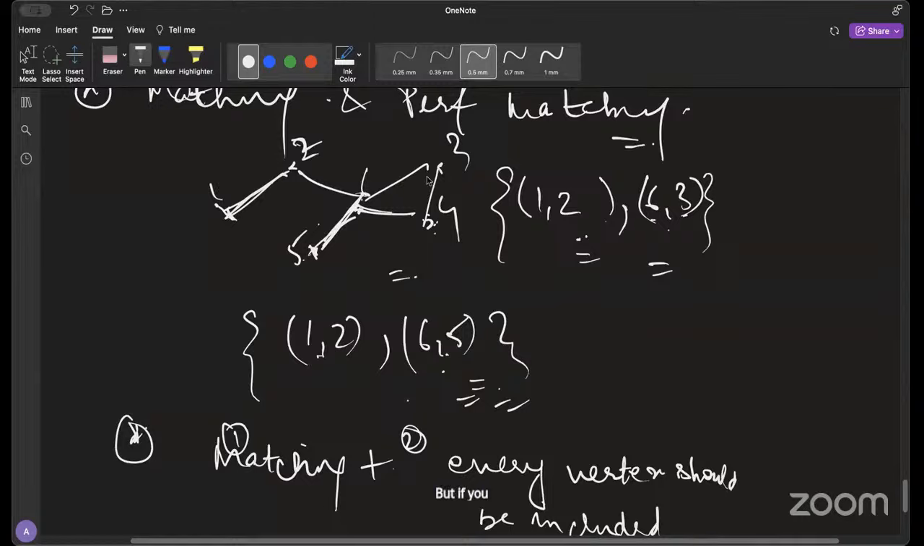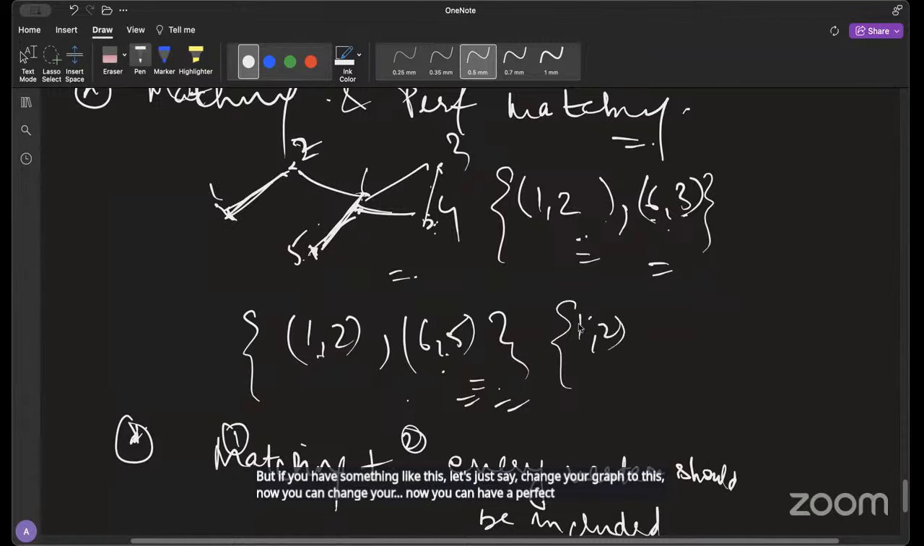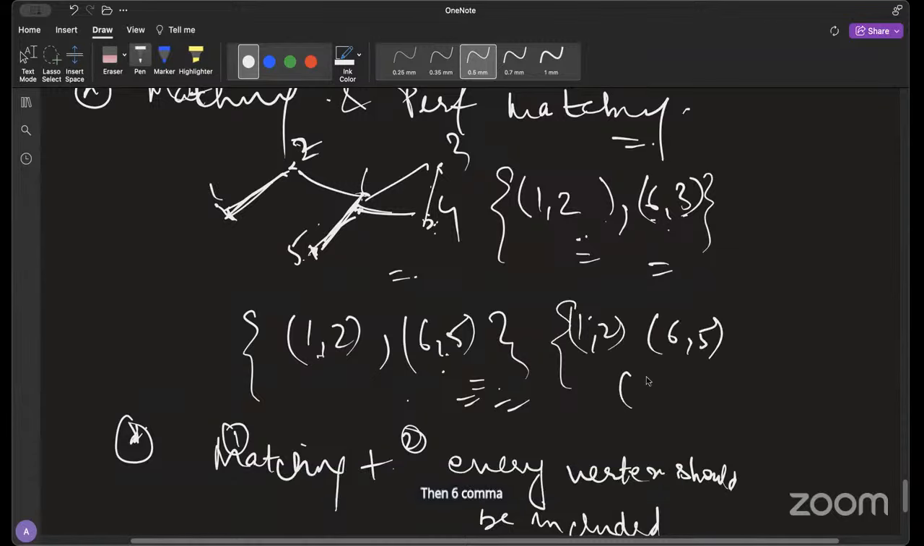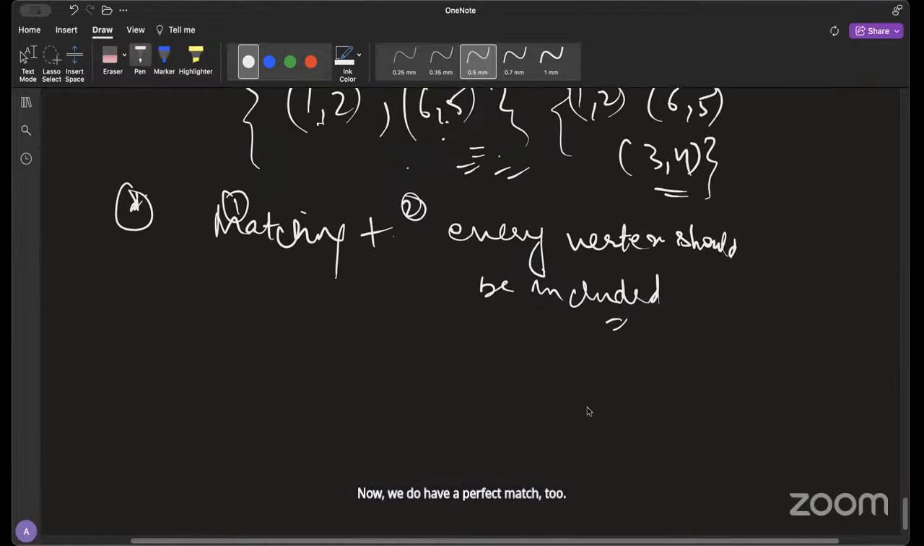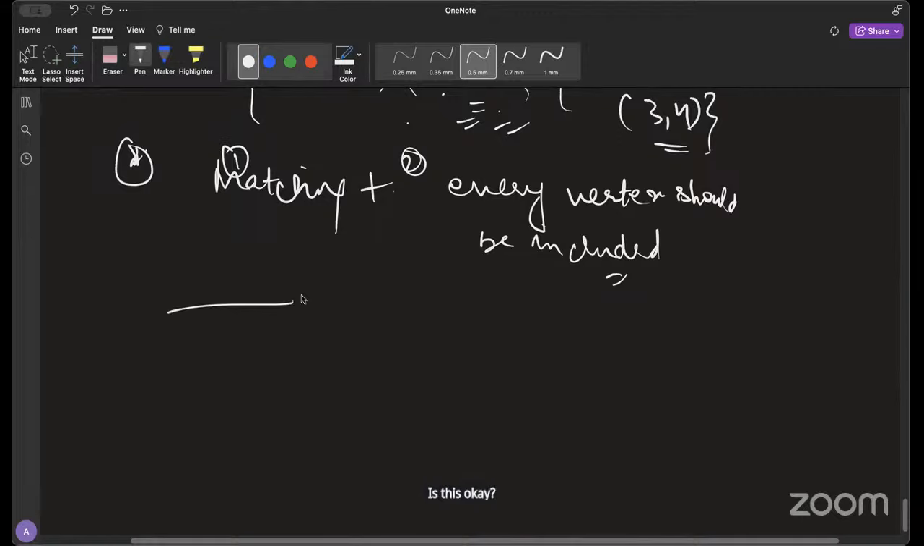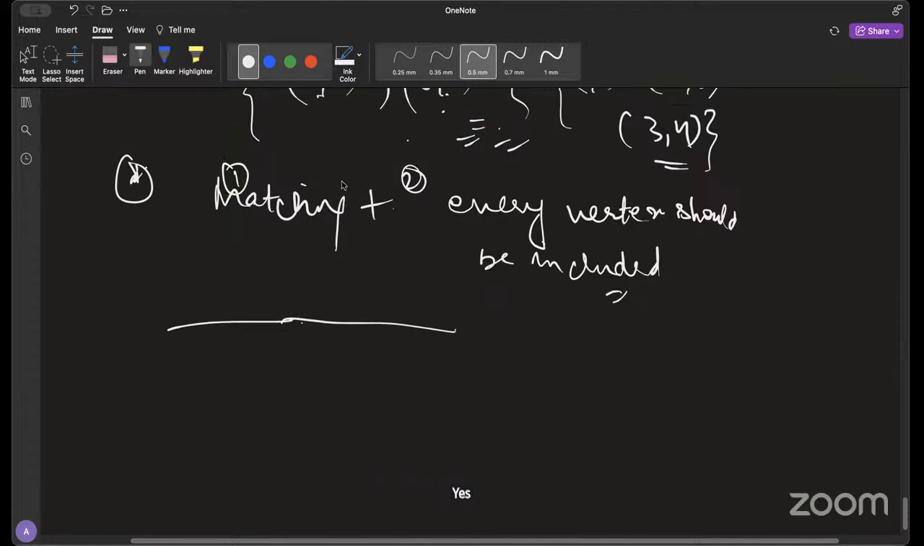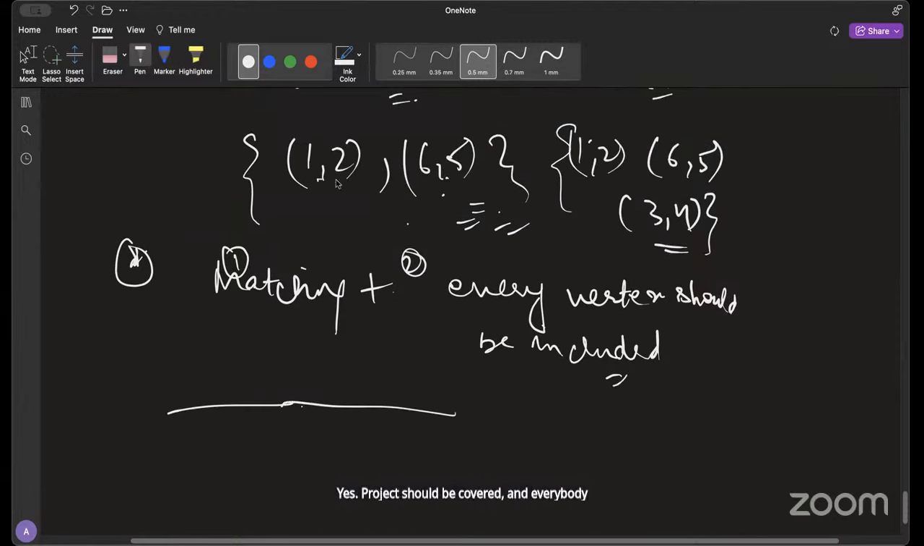But let's say you change your graph to this. Now you can have a perfect matching as 1, 2, then 6, 5, and 3, 4. Now we do have a perfect matching. Is this okay? So in perfect matching, every vertex should be covered, right? Yes, every vertex should be covered, and only once. So if you have 2 in one edge, you should not have another edge with 2.